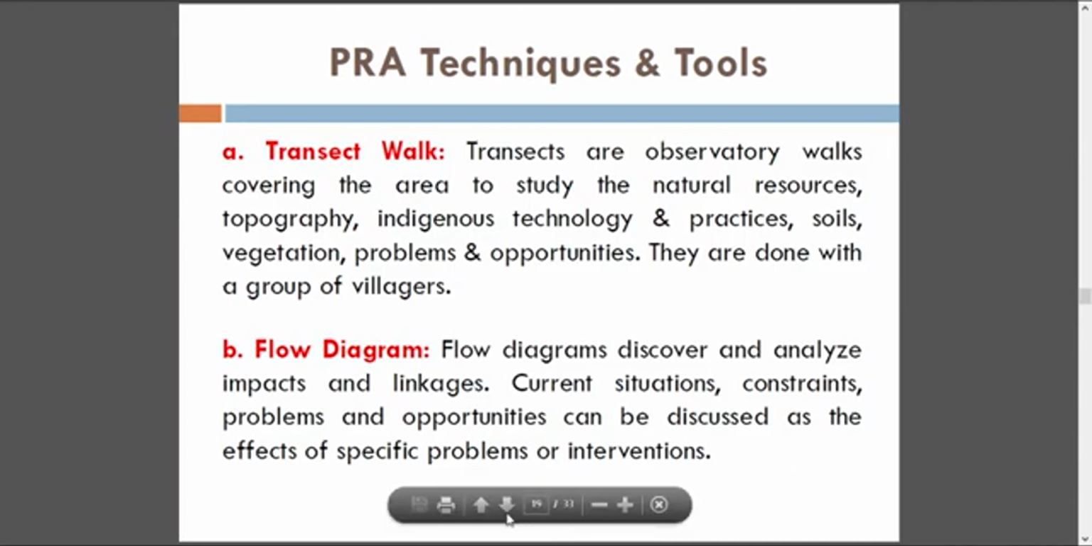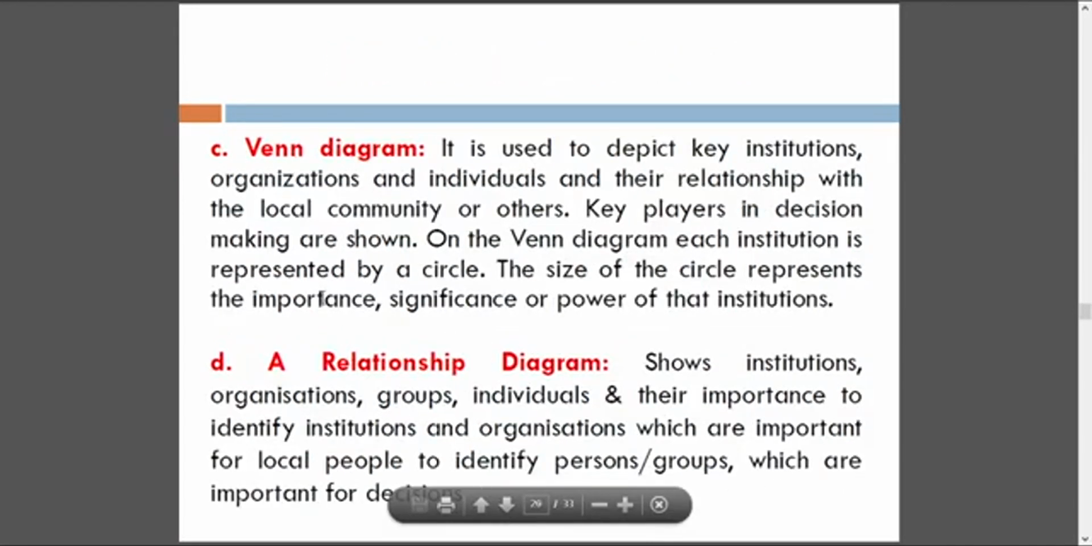Okay, so through the flow diagram, you're able to discuss with our community given interventions that you can implement. We also have Venn diagrams. Its purpose is to show which institutions we can work with as an organization or as a community, which individuals are relevant, and what is the relationship between the individuals and the organizations that we wish to have take part in the project.